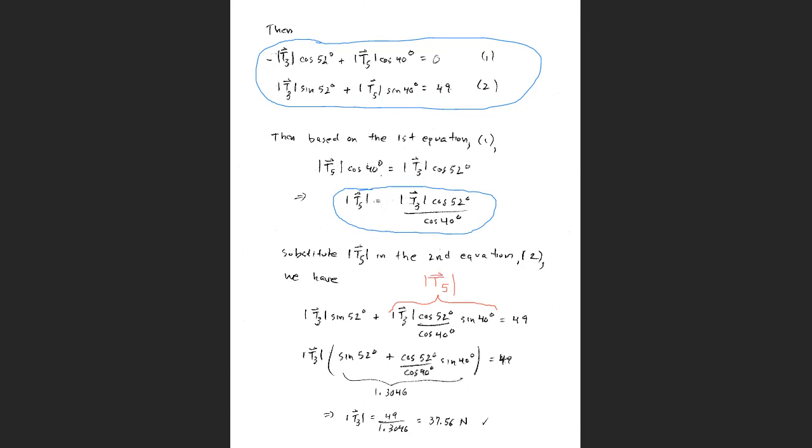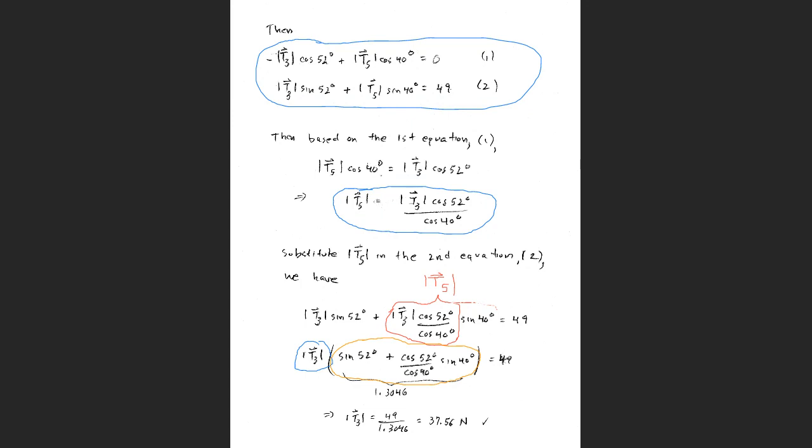Hold on, this is T5 right here. And so we can factor a T3 out on the left, and then inside here we have sine of 52 degrees plus cosine of 52 degrees over cosine of 40 degrees times sine of 40 degrees.